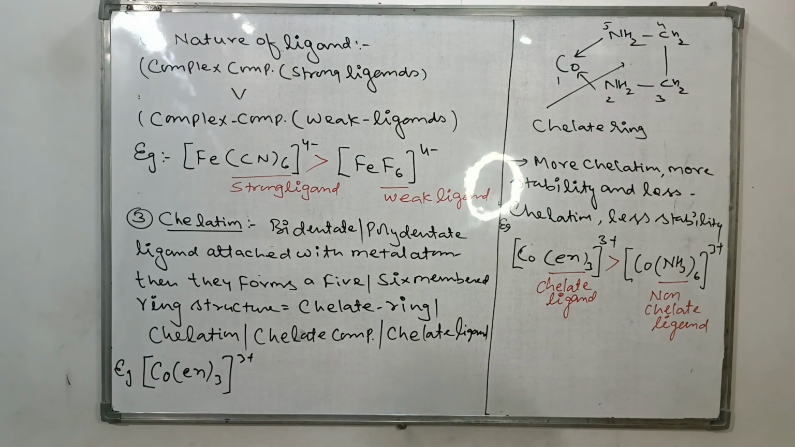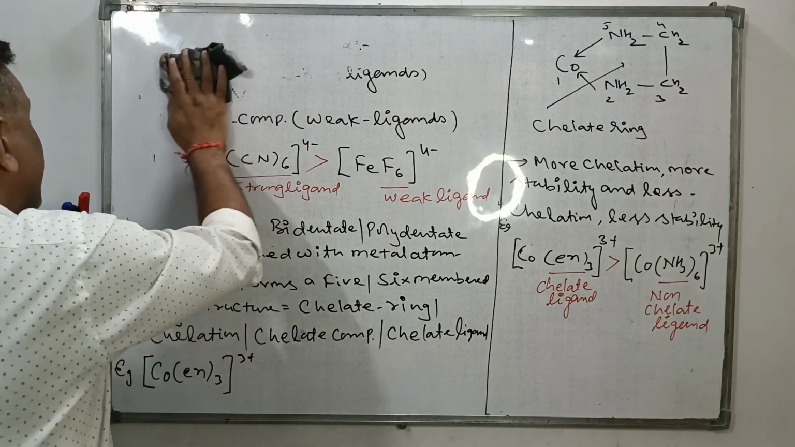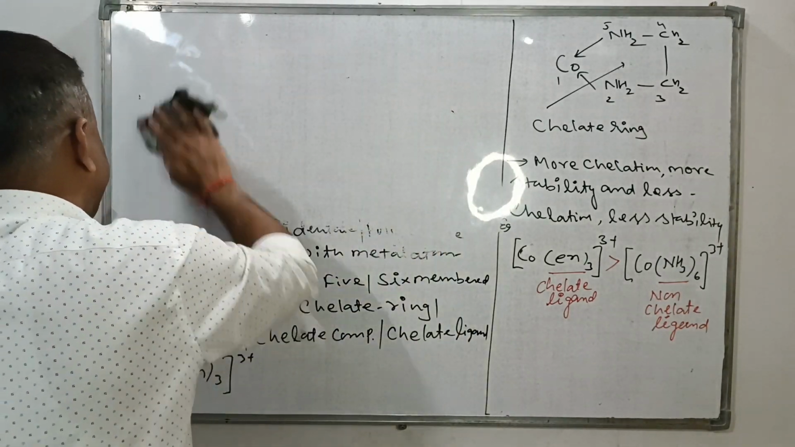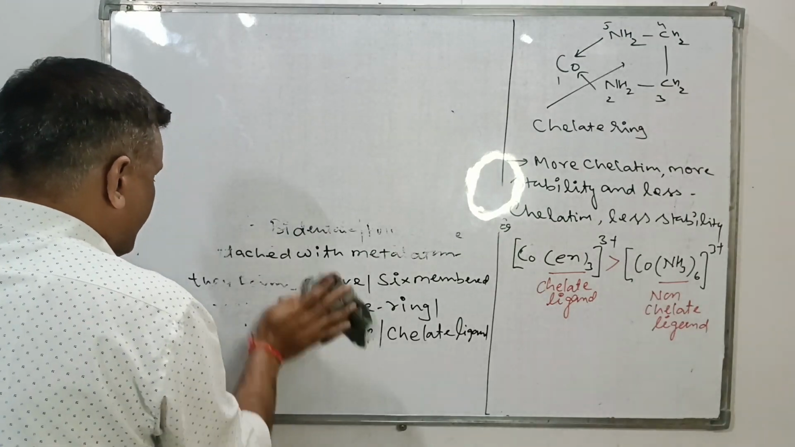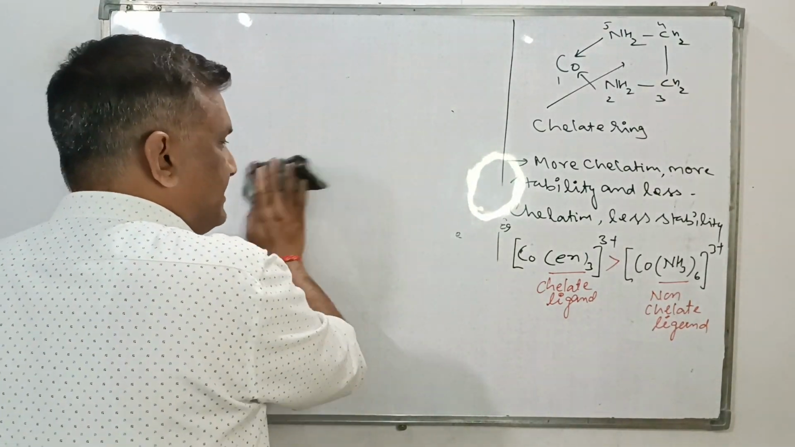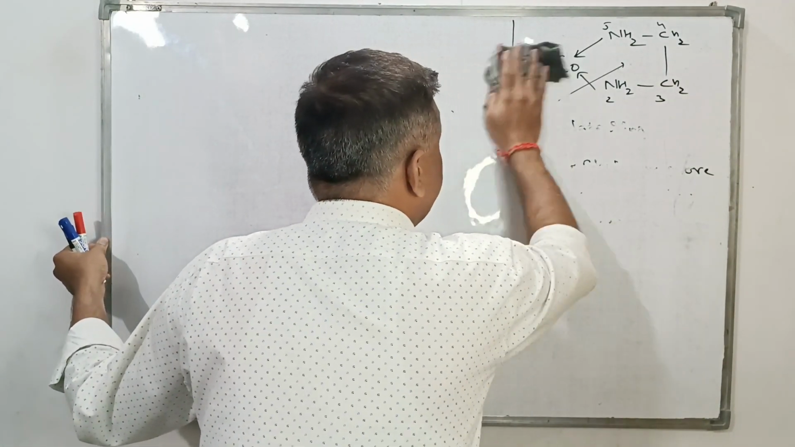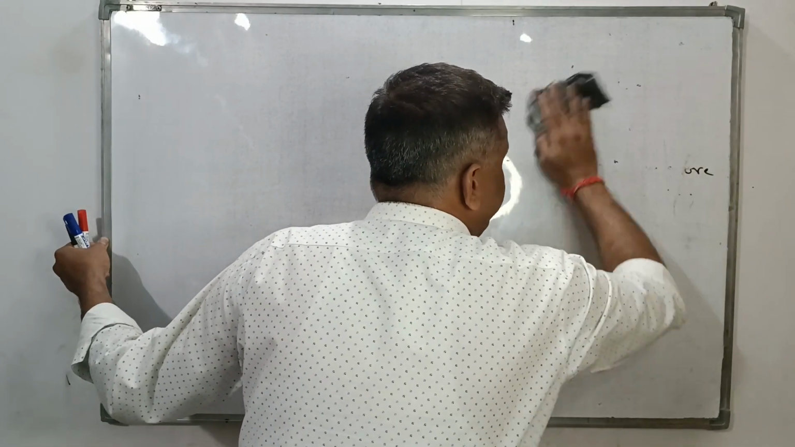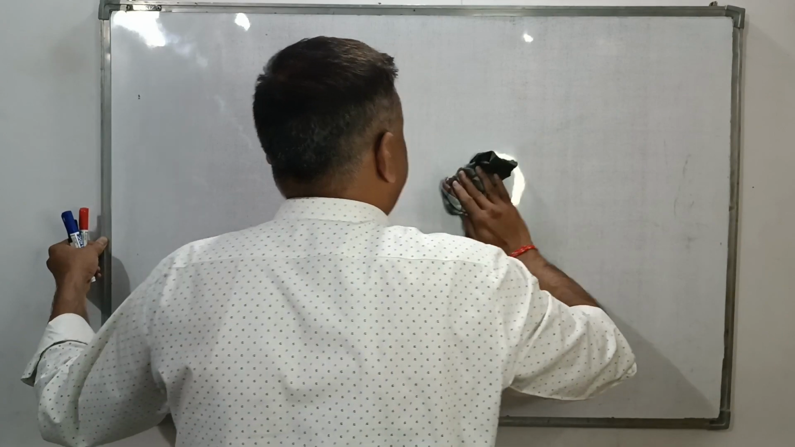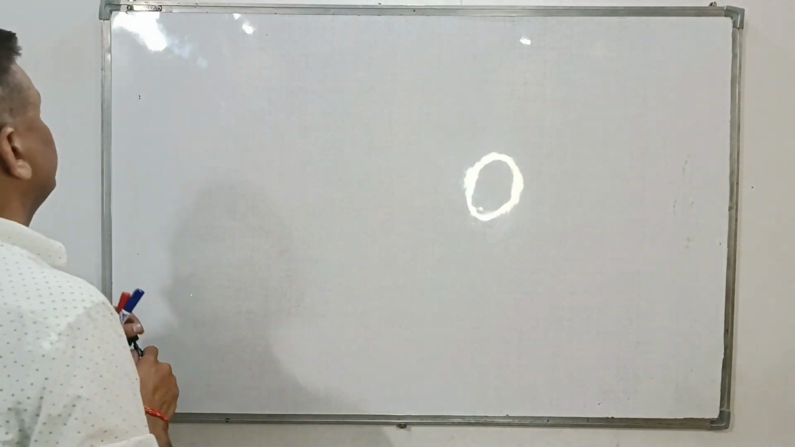Now the time to discuss the final effective factor, that is the size, or you can say atomic radius, of the central metal atom. So what is that? Listen to me carefully, it's too important. This is the fourth and final effective factor.